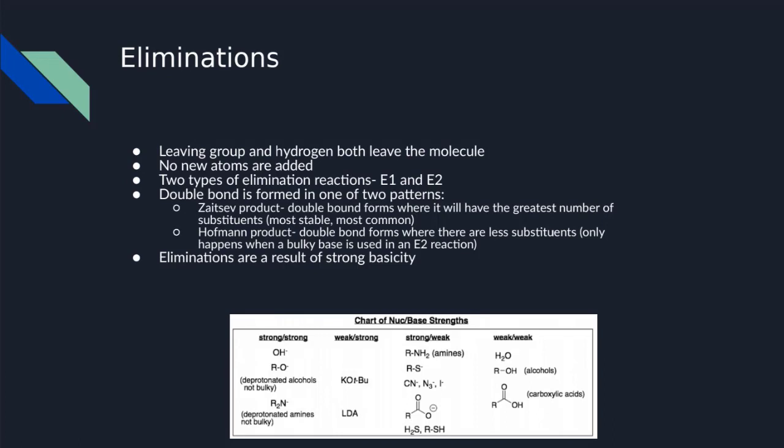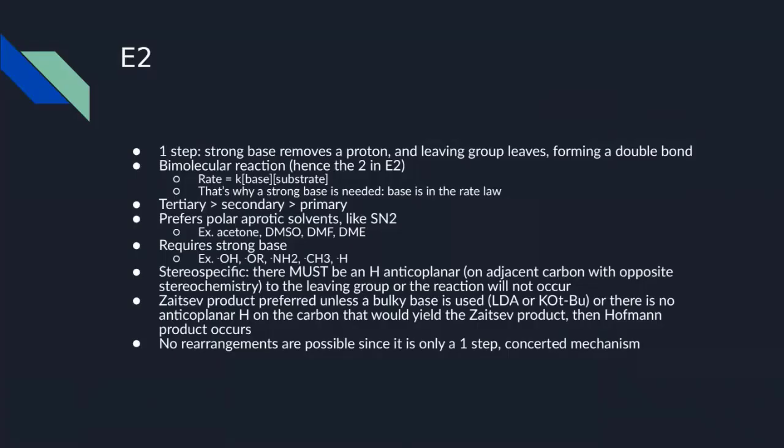And then finally, eliminations are a result of strong basicity. So typically this will happen if you have a weak nucleophile, or for some other reason you can't do a substitution, so you'd want to do an elimination with a base. So E2 we're going to go over first because I think you guys learned it first, but it's also just a lot of special things to cover.